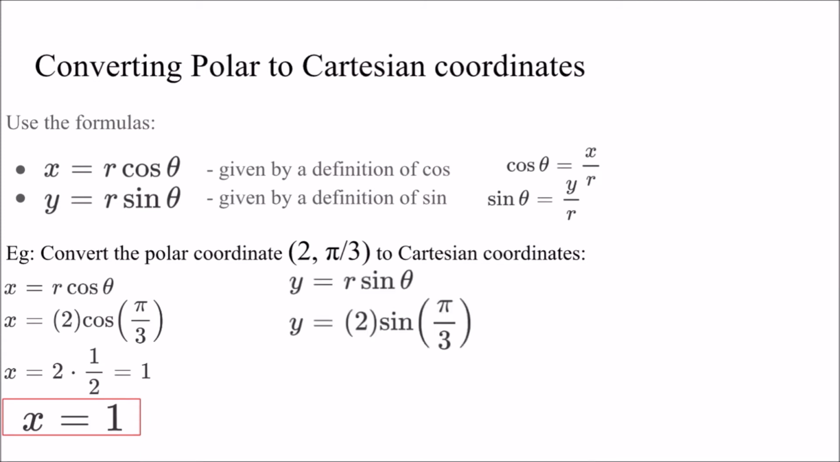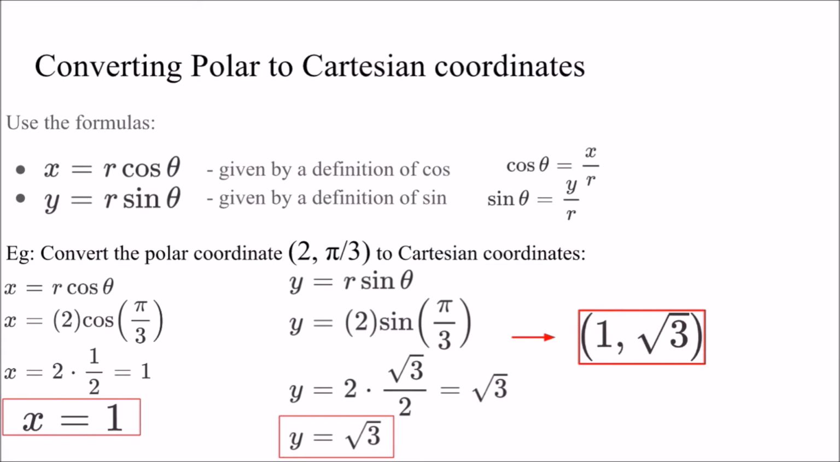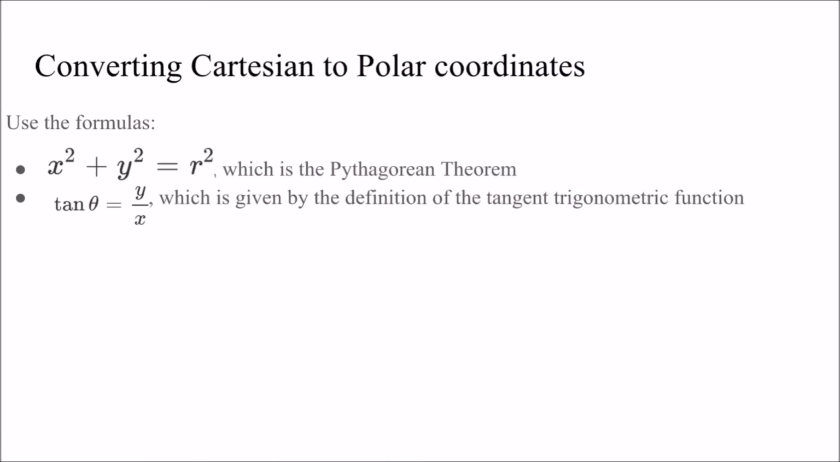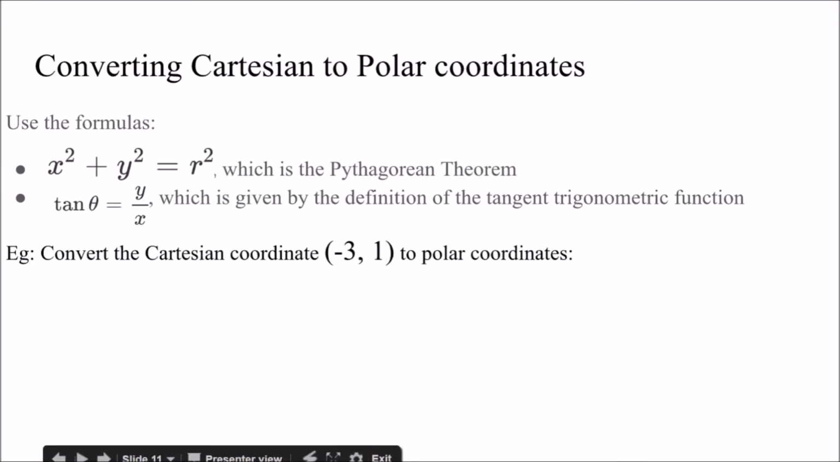To solve for y, we get y equals 2 sine of pi over 3, which is root 3 because sine of pi over 3 is root 3 over 2. Therefore, the coordinate point is (1, root 3). On the other hand, to convert from Cartesian to polar coordinates, we have to use the formulas x squared plus y squared equals r squared, which is the Pythagorean theorem, and tan of theta equals y over x, which is the definition of tan. An example of this would be to convert the Cartesian coordinate (-3, 1) to polar coordinates.